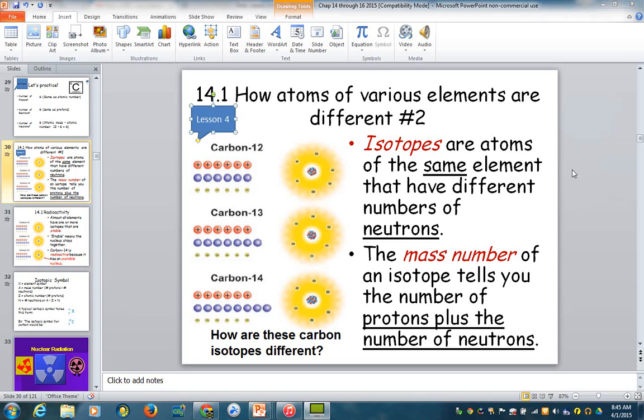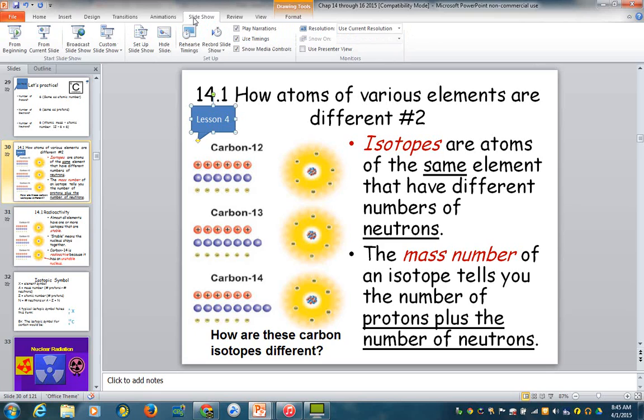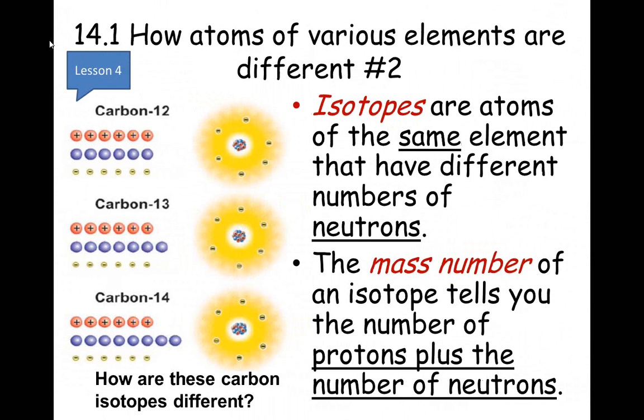This is Chapter 14, lesson number 4: How atoms of various elements are different. Here's where we start talking about the same element having different numbers of neutrons. These are called isotopes. Isotopes are atoms of the same element that have different numbers of neutrons.